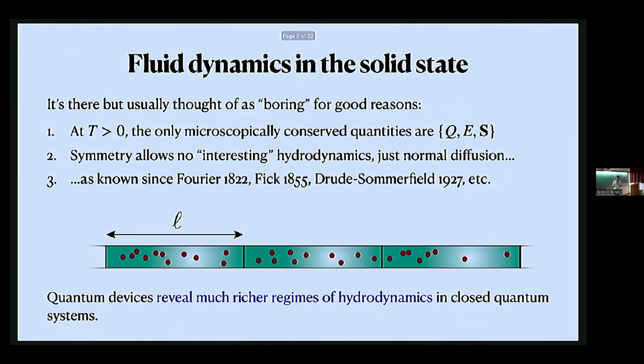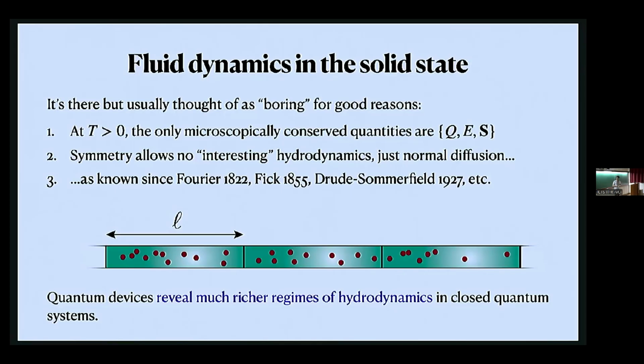And the fact that this is true very generally means that traditionally we have not expected interesting hydrodynamics in solid-state systems, because if I take a generic lattice model, it only conserves energy, charge, spin, and by symmetry, these things are usually decoupled.